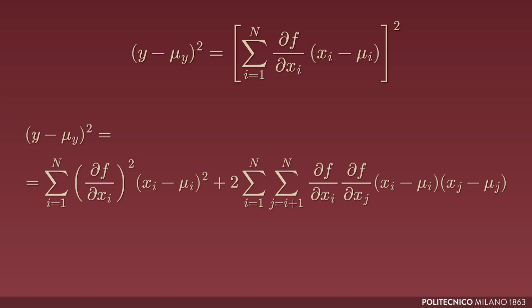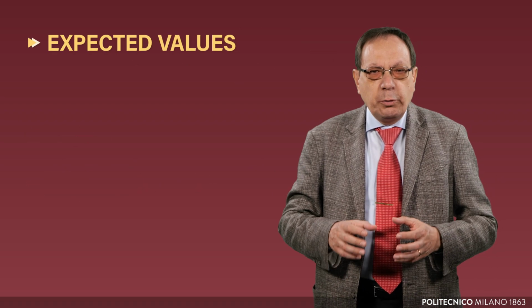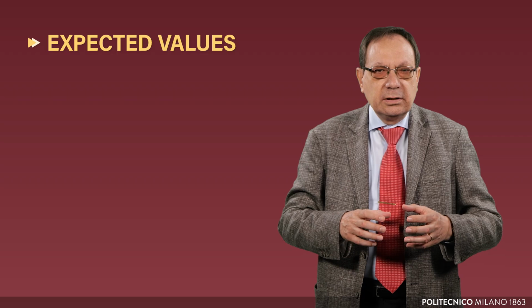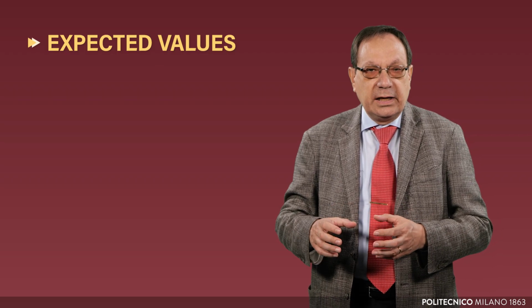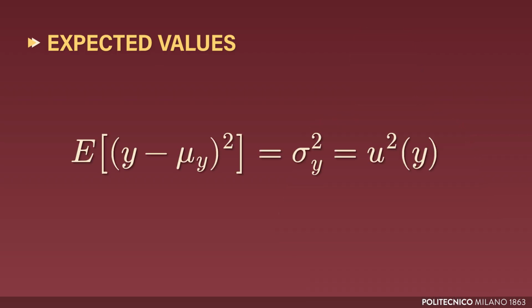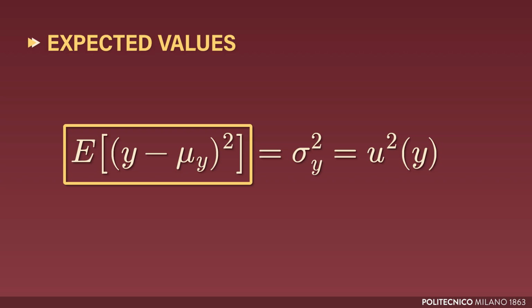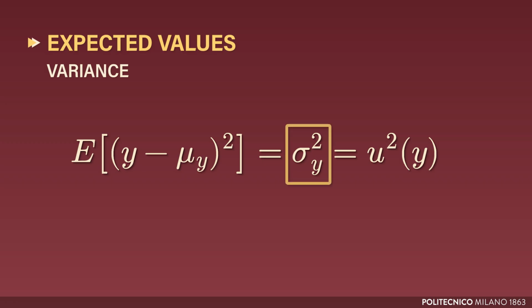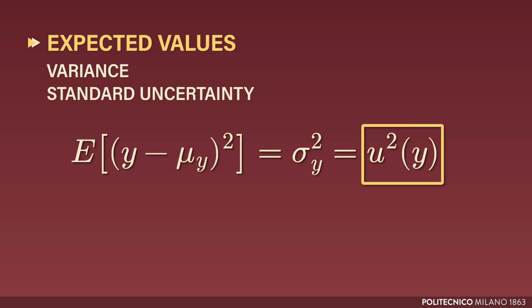We can now consider the expected values for the squares of the deviations between the measured value and the expected value. As you can see here, the expected value of the square of the deviation between y and μy is the variance σy² of the probability density function of the random variable capital Y, which represents the measurement result. Therefore, it is the square of the desired standard uncertainty associated with small y.